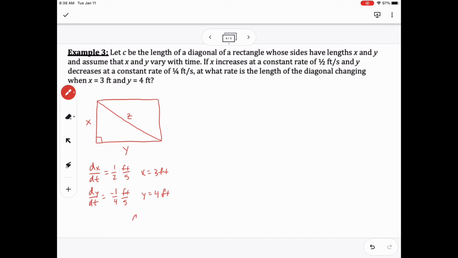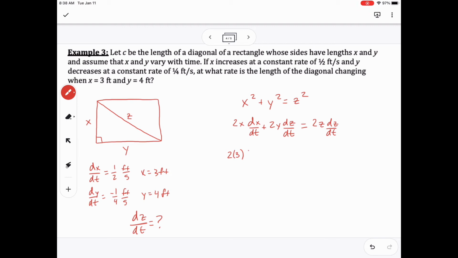Since I'm going to use Pythagorean theorem here, I can set it up so it's x squared plus y squared equals z squared. And I want to be able to find dz over dt. Okay, so here I'm able to take the derivative, so 2x dx over dt plus 2y times dy over dt. Sorry about that, that should be dy. And then equals 2z times dz over dt.